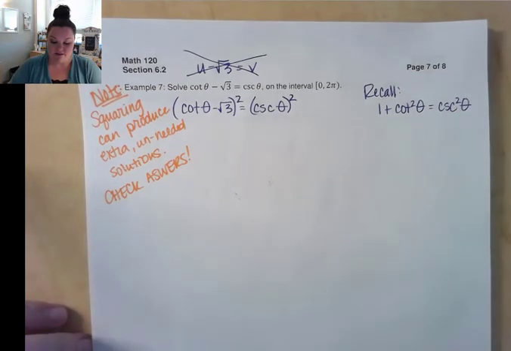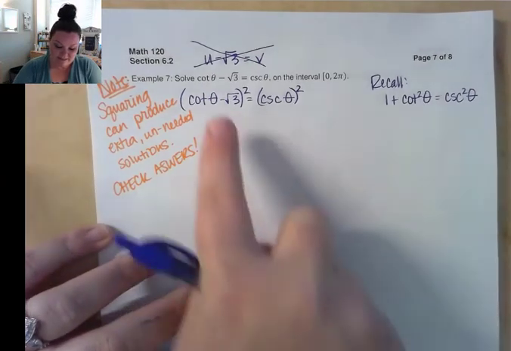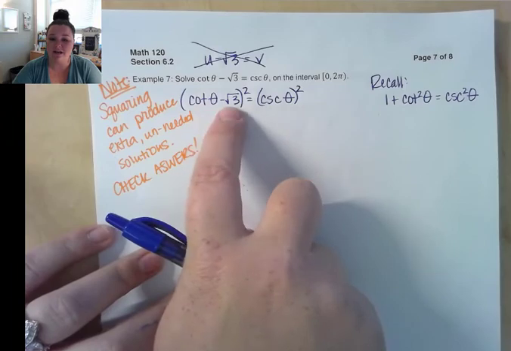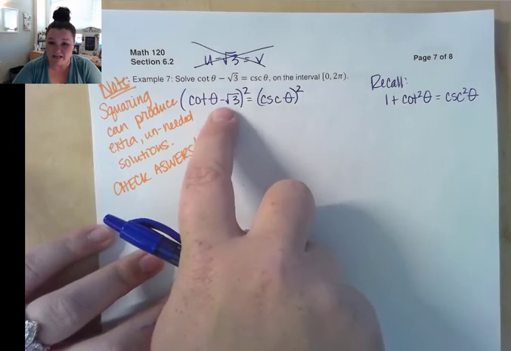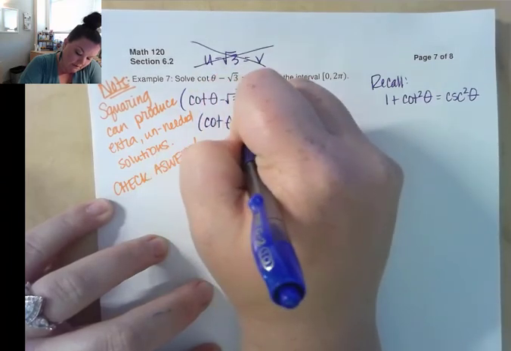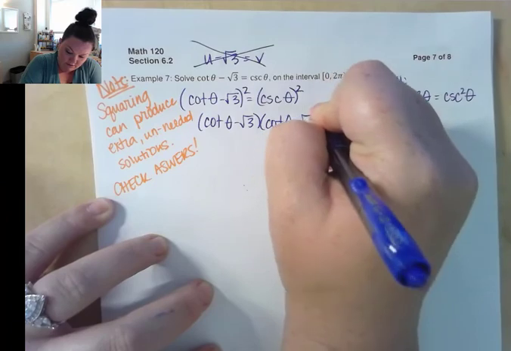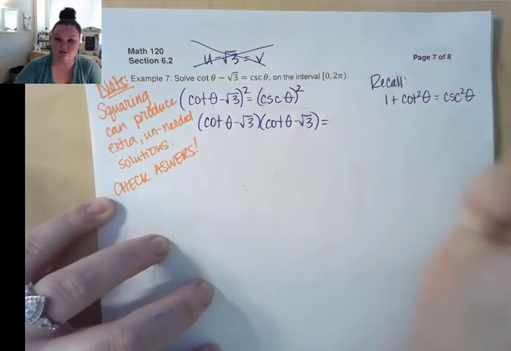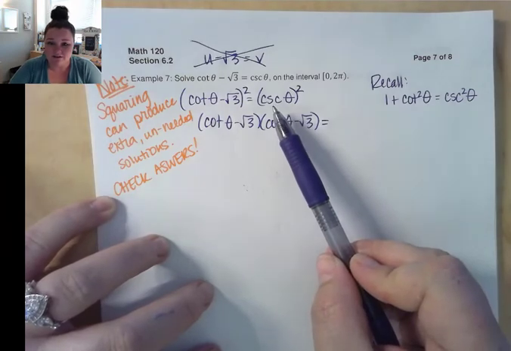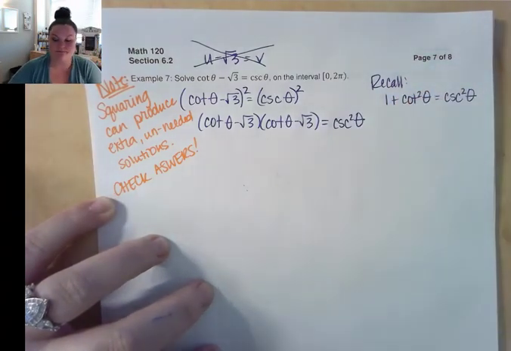Okay? All right, so what does that mean to square both sides of the equation? Well, on this side, I have 2 terms, so I'm squaring a quantity. And when I square a quantity, that means I'm doing that quantity times itself: cotangent theta minus square root of 3, is equal to. And over here, when I square just cosecant, I can write that as cosecant squared theta.